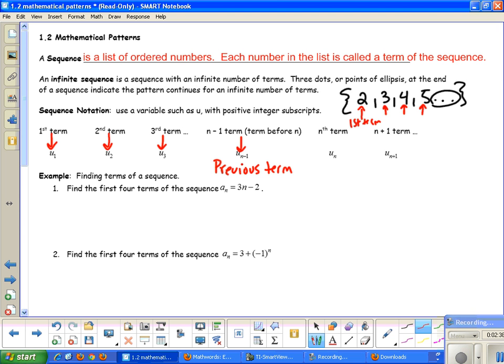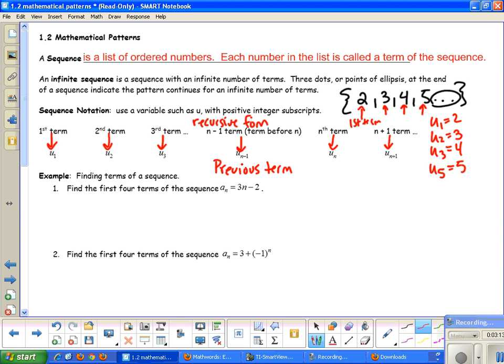And we use this when we're talking about recursive form. The nth term would be u sub n, and the n plus 1 term, which means the next term, would be u sub n plus 1. Now, for the last one, we could rewrite this as u sub 1 is equal to 2, u sub 2 is equal to 3, u sub 3 is equal to 4, u sub 4 is equal to 5. So that would be a way that we could write it. And then we could also come up with different formulas for these, which we'll talk about in a second.